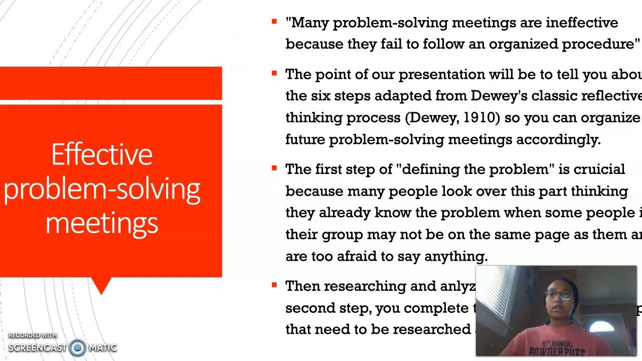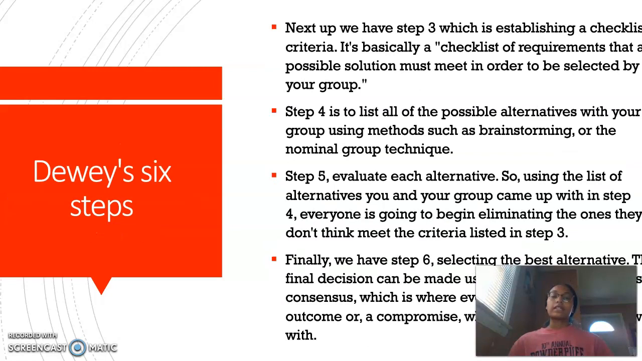Next is step 3, which is establishing a checklist of criteria. It's basically the checklist of requirements that a possible solution must meet in order to be selected by your group. When working with people, you all usually need to agree on something, and that's pretty important.